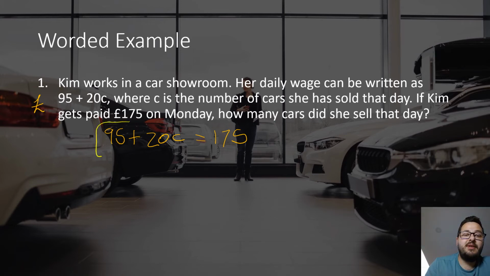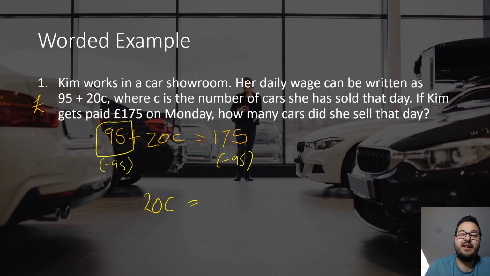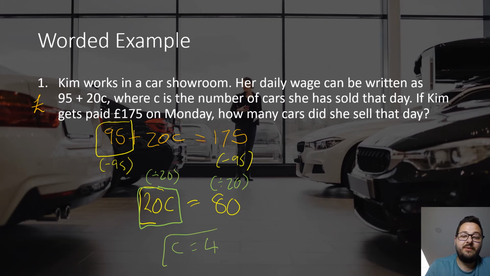So the first thing we want to do is get rid of this 95. So we're going to take away 95 from both sides. So we're going to be left with 20c equals, well, 175 minus 95 is 80. And then we want to get rid of this 20. So we're going to divide by 20 on both sides. And so we're going to end up with c equals 80 divided by 20, which is 4. So 4 cars sold on Monday.